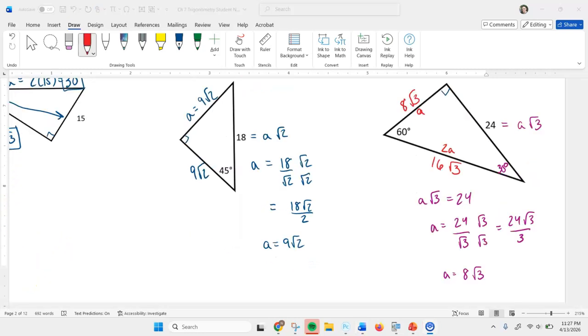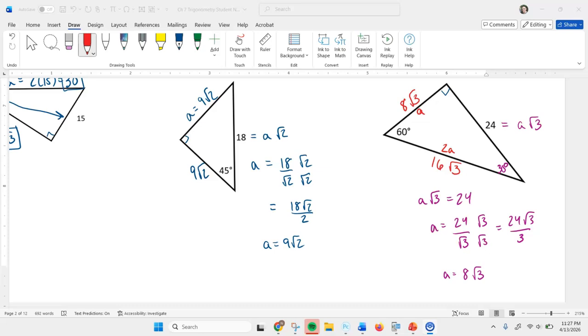All right, so I did my work down below the right triangle there. So I said again that a root 3 is equal to the side that's 24. So to solve for a, we would divide both sides by root 3. And then we have to rationalize the denominator, so multiply the top and bottom by root 3. So you get 24 root 3 over 3. Again, that can be simplified. 24 divided by 3 would be 8. So I would simplify to be 8 square root of 3.